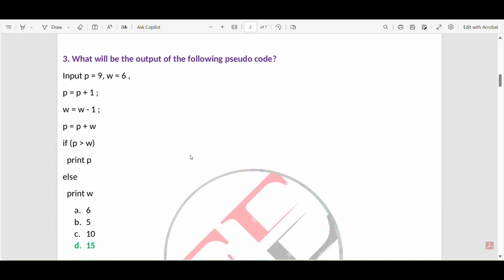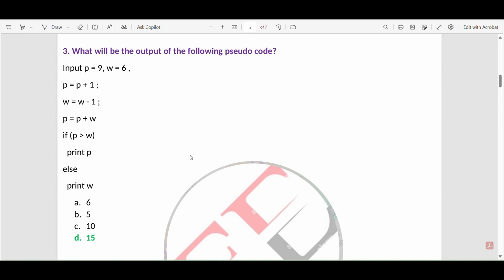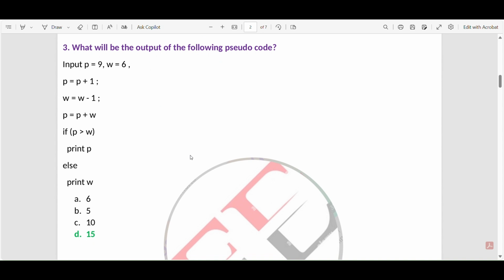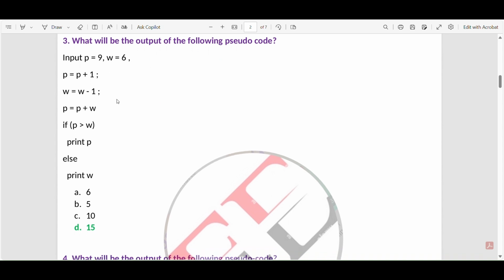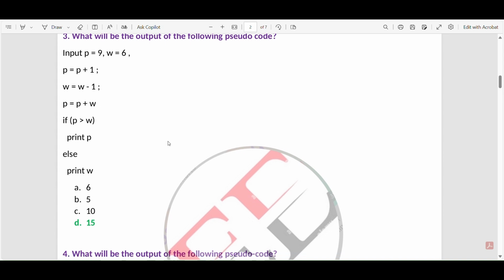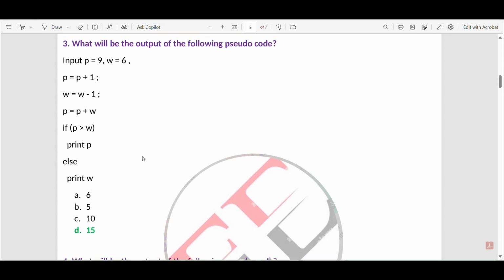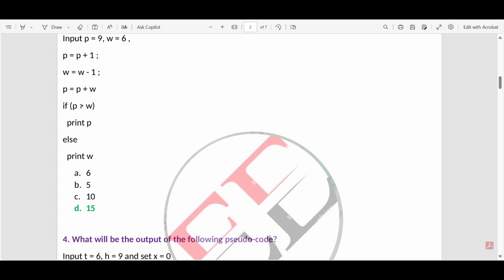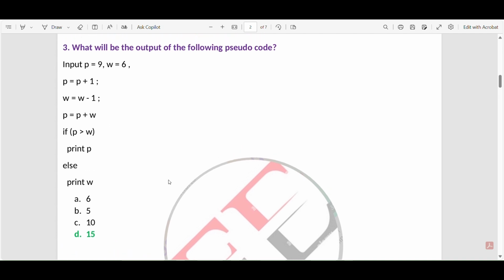And this is the third question we are getting into, which is what will be the output of the following pseudocode. Again, we are having a pseudocode, and we need to print the output, means we need to select the output which it will give from the options below. Okay. So without dealing with options, we will directly go to the solving.